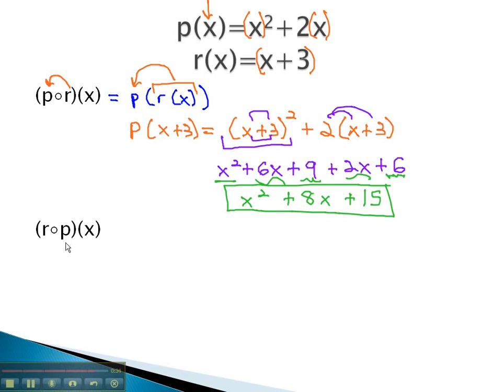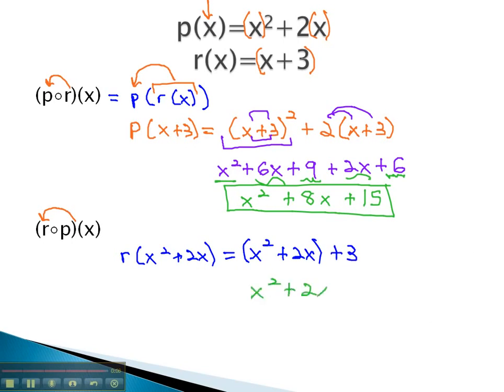When we switch the order, now we're asking to take the p of x function and plug it into the r function. The r function, r of x, becomes r of x squared plus 2x, where x is now x squared plus 2x, and then we add 3 to the end. With no simplifying to do, our final answer is x squared plus 2x plus 3.